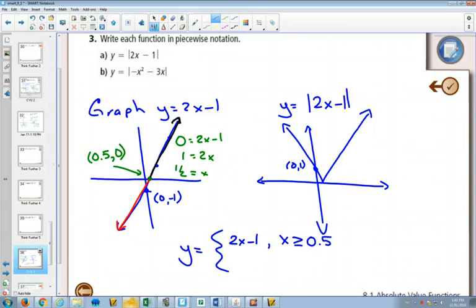Whenever you flip it up, it's just like making the whole original equation negative. So we had 2x minus 1, and if we multiply that entire thing by a negative out in front, that will flip it up. And that's when the x values are less than 0.5.